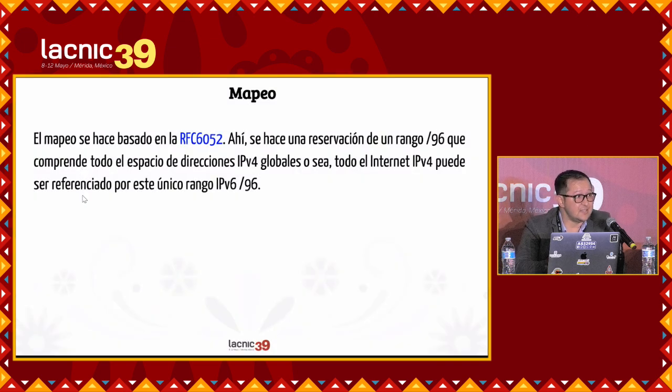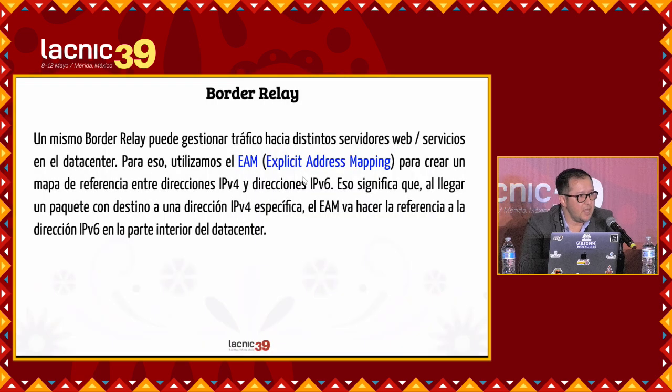The mapping is done based on RFC 6052. So what do we do with that mapping so that it works? We reserve a /96 range that encompasses the entire IPv4 address space. With that range, we carry out the mapping. And why /96? If we take 96 away from the 128 bits of an IPv6 address, we're going to have 32 bits. So the 32 bits can encompass all the existing IPs in the IPv4 range in one single /96. And that is how we carry out the translation process. The same border relay can direct traffic to different web servers and services in the same data center.